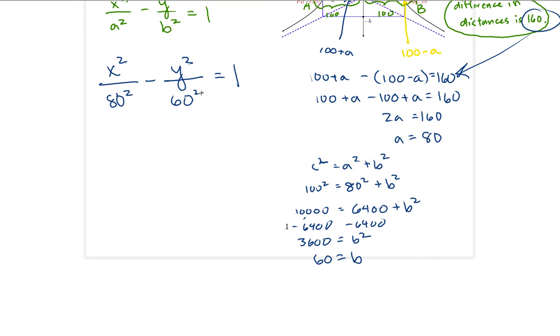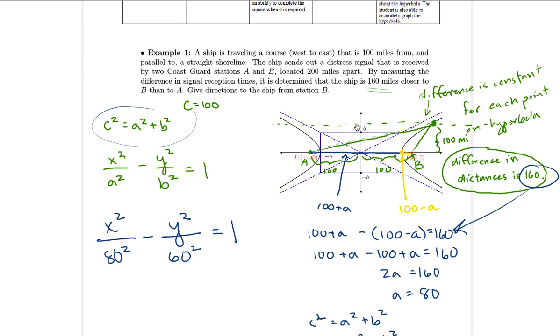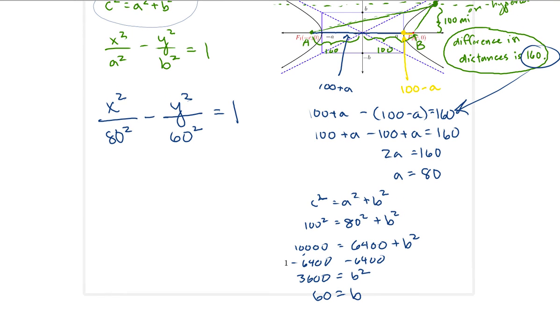Now, how does that help us? Well, remember, if I go back up to the picture, we already know that the ship was traveling 100 miles, right here, 100 miles from this shoreline. And so I know that the y value has to be 100. So all I've got to do now is solve for x if I plug 100 in there. So let's do that. So x squared over 6,400 minus 100 squared over 3,600 equals 1.